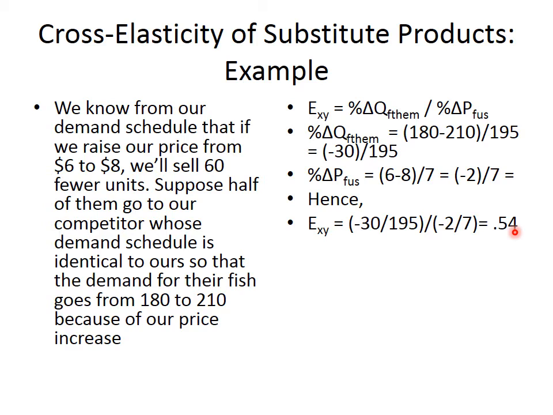Now, what does this mean? Well, again, I want to stress this over and over. We want to drum this through our head. What this means is that for a 1% change in the price of my product, there will be a 0.54% increase in the demand for another product. So a price change of 1% is going to create a quantity demanded change of 0.54% in my competitor's product, in a substitute product. Okay? Simple enough explanation? Good.